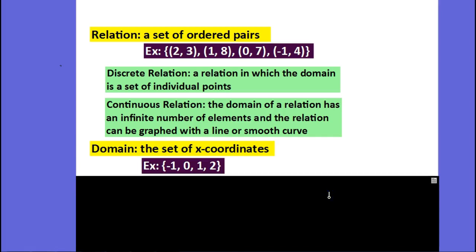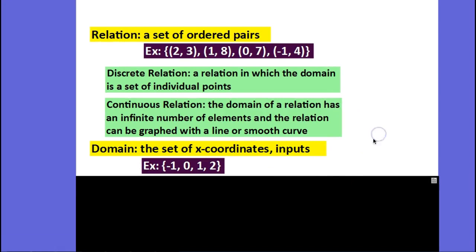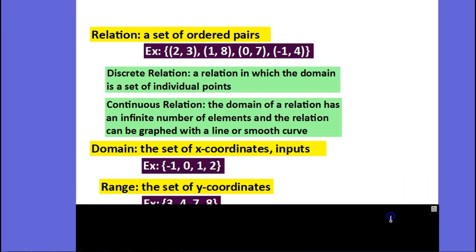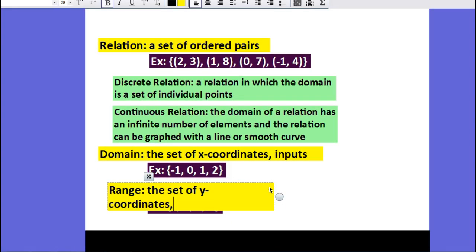We already know this, but by definition, the domain is the set of x coordinates. We also refer to domain as inputs, so you may also hear the domain referred to as the inputs. Some of the terminology is changing. The domain is the set of x coordinates or the inputs. The range is the set of y coordinates or the outputs.